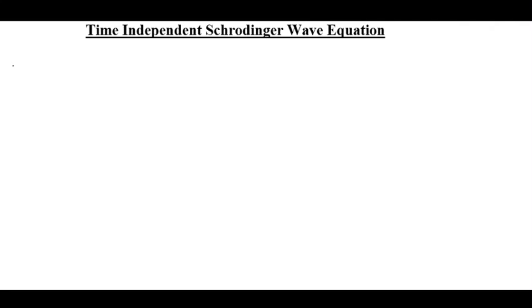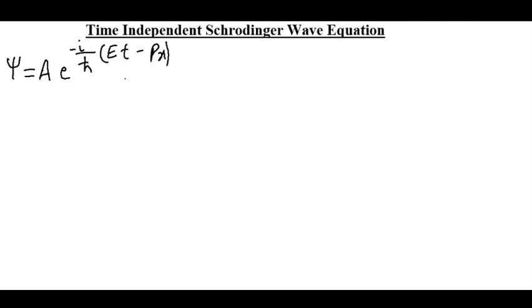In this video, I will discuss the derivation of the time-independent Schrodinger wave equation by a very simple method. So let's start the derivation of this time-independent Schrodinger wave equation by writing the wave function of a particle, which can be written as psi equals A exponential minus i over h bar times (Et minus px).